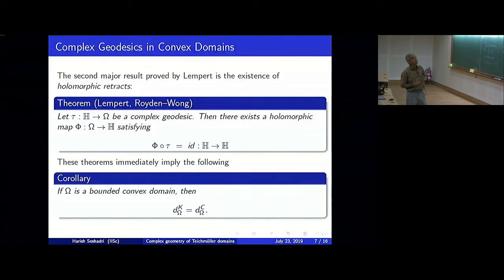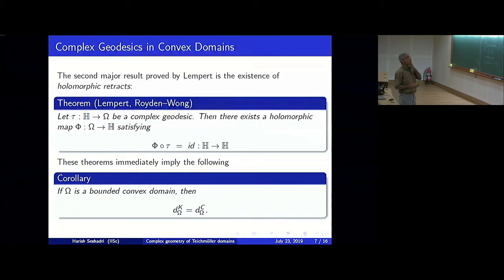This is the other major, second major result proved by Lempert: the existence of holomorphic retracts. When you have a complex geodesic, in topology, a retract is a map such that, if you have a subspace of a topological space, you map to the subspace keeping the points on the subspace fixed. Well, it's literally the same thing here, except that I'm not talking about retracting onto the image of this, but for convenience, I'll define it like this. There exists a holomorphic map in the reverse direction, so that the composition of this with this is the identity from here to here. So you put the upper half space here and then you go back to the upper half space, undoing the effect of tau, so to say.